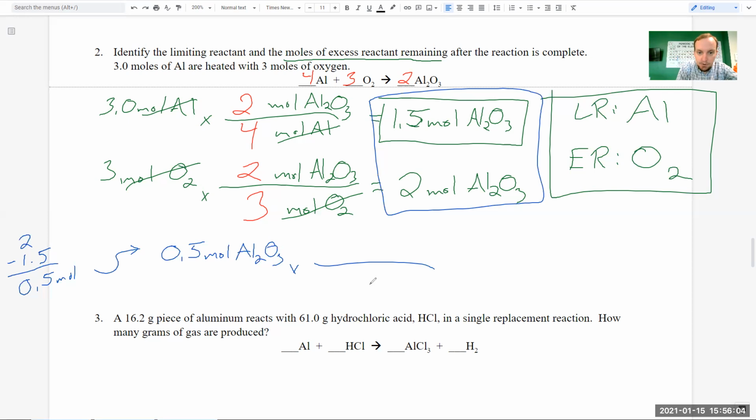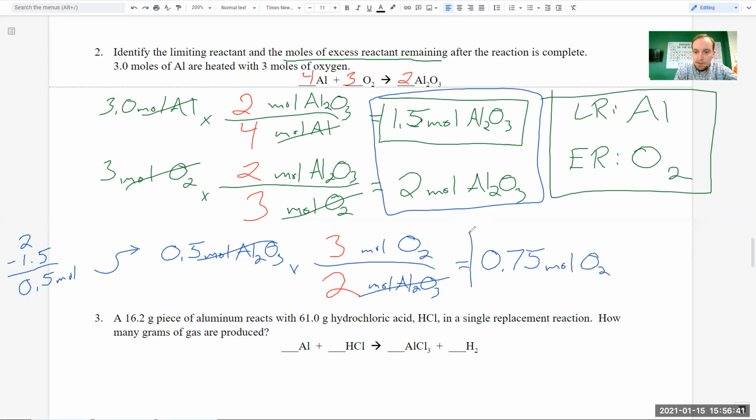So I'm going to move my moles of aluminum oxide down here to cancel that out. Then I'm going to move into moles of our excess reactant, which we just said is oxygen. All right, then using our balanced chemical equation, aluminum oxide is right here. The number in the front is a 2. Moles of oxygen, there it is. The number in the front is a 3. So all I have to do now is the math. 0.5 times 3 is 1.5. 1.5 divided by 2 gives me 0.75 moles of oxygen. So there's our second answer.